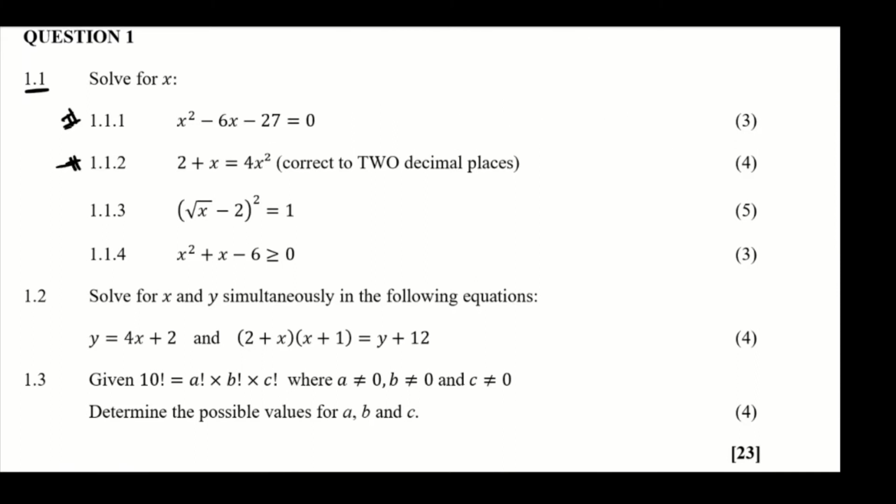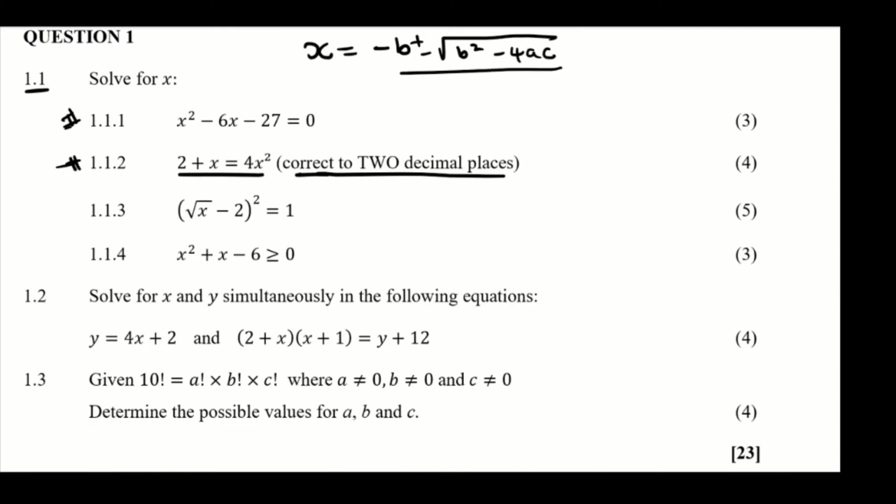Now 1.1.2, we are asked to solve for x for this problem here, and our solution must be correct to 2 decimal places. So since we are told that they must be in 2 decimal places, we know we have to use the quadratic formula, meaning that we cannot factorize this problem here. So the quadratic formula is x equals to minus b plus or minus root of b squared minus 4ac all over 2a, right?